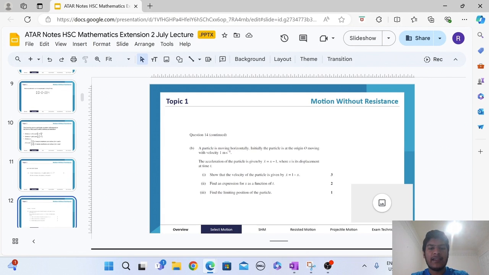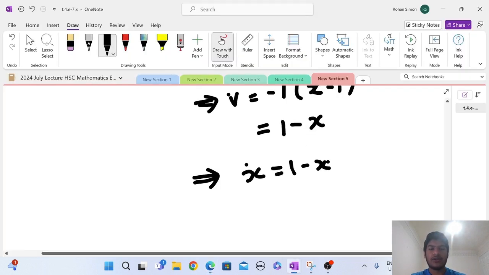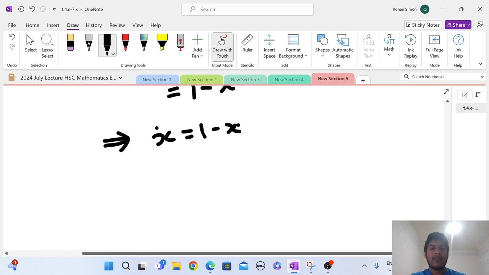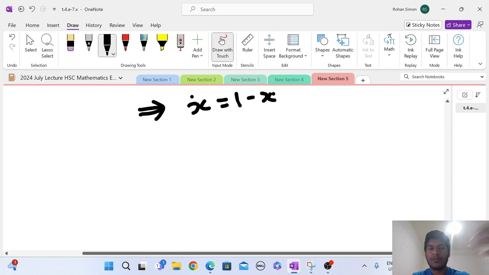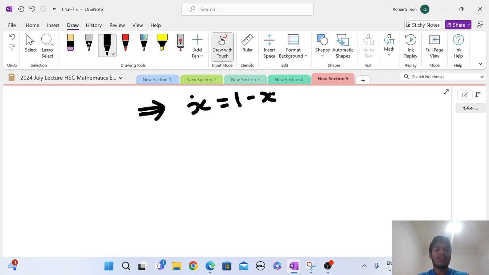Part 2 says find an expression for x as a function of t. Okay, so we have a velocity in terms of position. This is a good platform to define position as a function of time. Why? Because we can express velocity, so v equals 1 minus x, as dx dt.